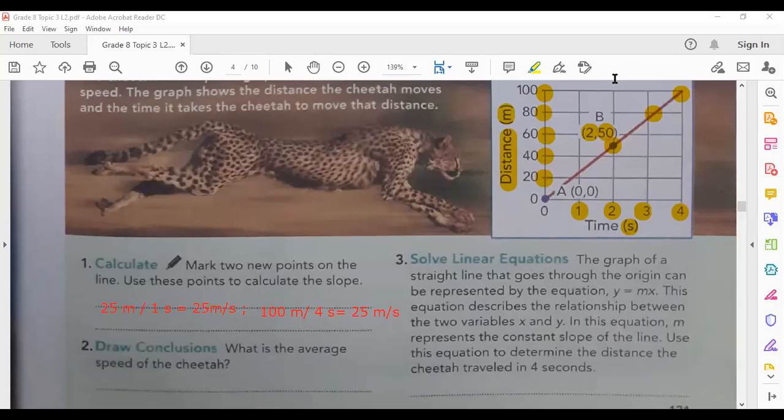What is the average speed of the cheetah? 25 meters per second. Exactly. The average speed of the cheetah is 25 meters per second. Okay.